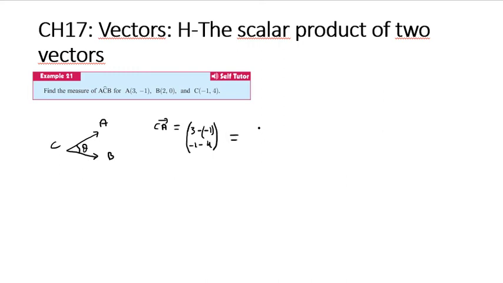That is going to be equal to 3 plus 1. And here minus 1 minus 4 is minus 5. So the vector CA has components 4, minus 5. Okay, that is for the vector CA. And for the vector CB, it's similar.